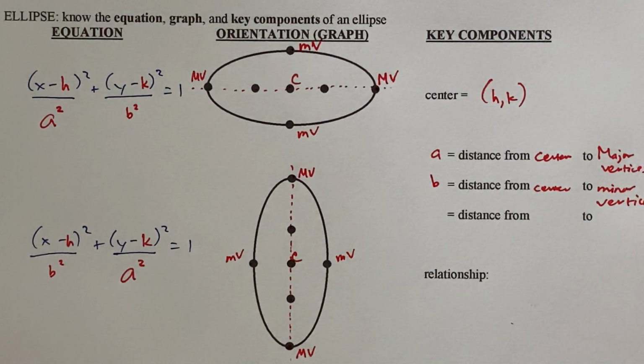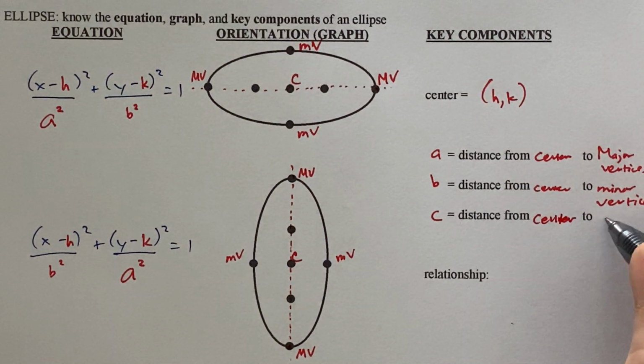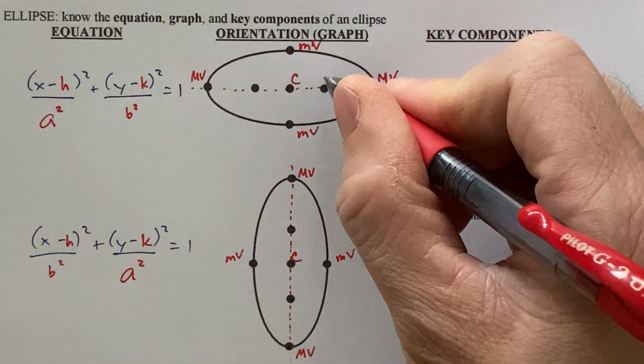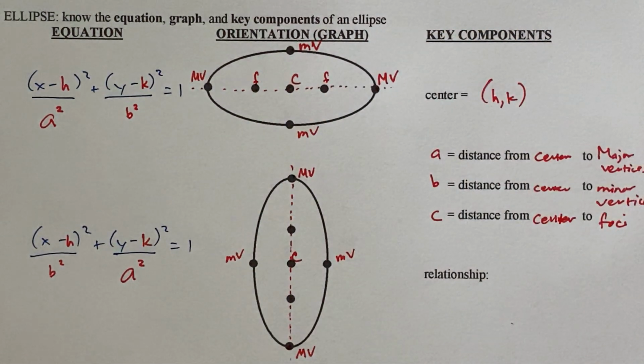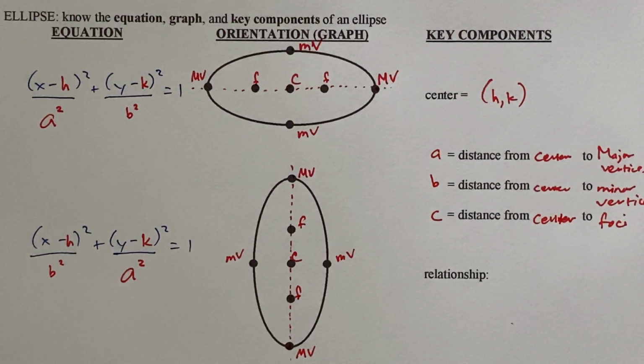And then finally, there's one more letter that we haven't talked about, c. c is the distance from the center to the foci. Foci is just plural for focus. Okay, so here's the foci. It's these invisible points that are inside your ellipses. So for up and down, tall and skinny, it looks like that.